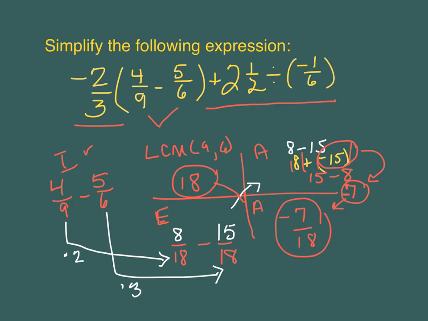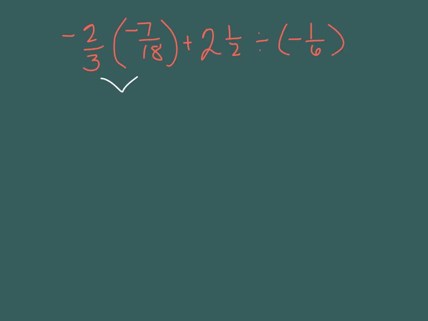Now, obviously, I've run out of room on this page, so I'm going to turn the page, and I've now got negative 2/3 times the quantity of negative 7/18 plus 2 1/2 divided by negative 1/6. At this point, I don't have anything in parentheses except for those that are separating one number from the next. So I know I'm going to start here with my multiplication and not do this for right now.